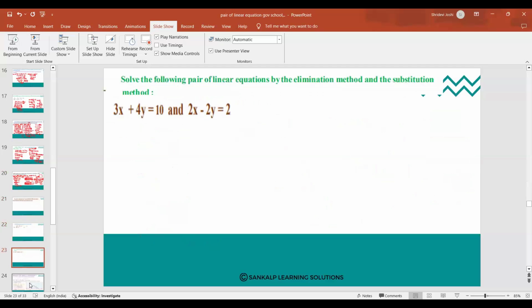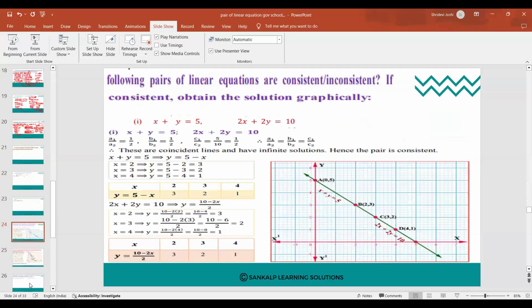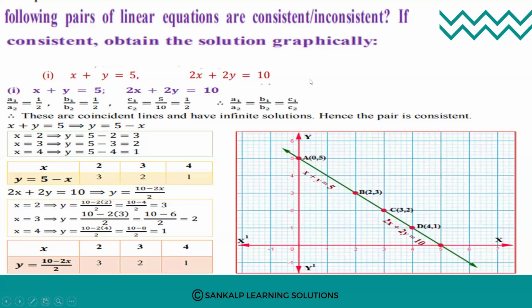Now we'll solve. Okay, already I have solved such type of questions. Now we'll solve one graphical question. So this question is very important and this question can be asked for 5 marks, okay, or 4 marks. So following pairs of linear equations are consistent or inconsistent. If it is consistent, then obtain the solution graphically.